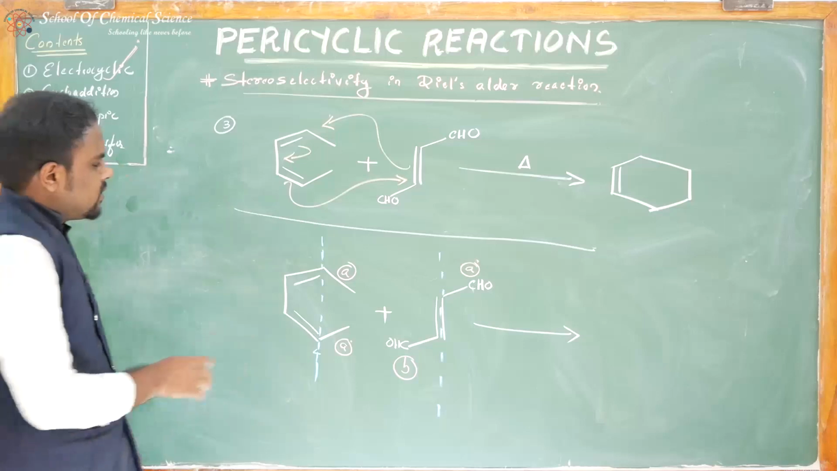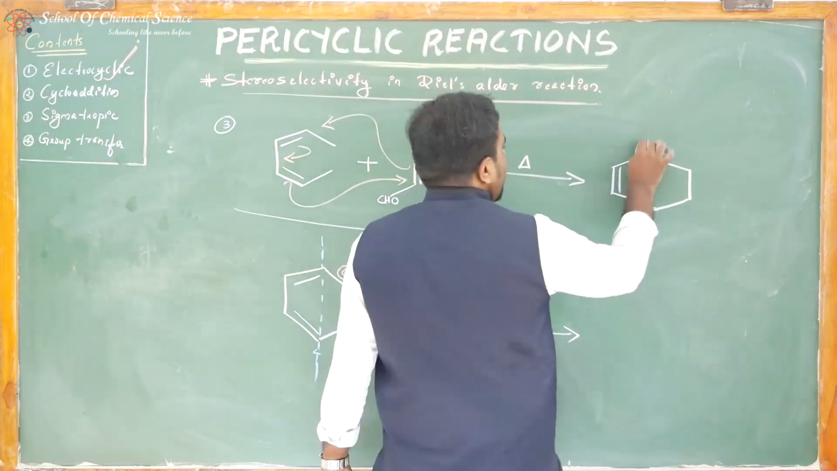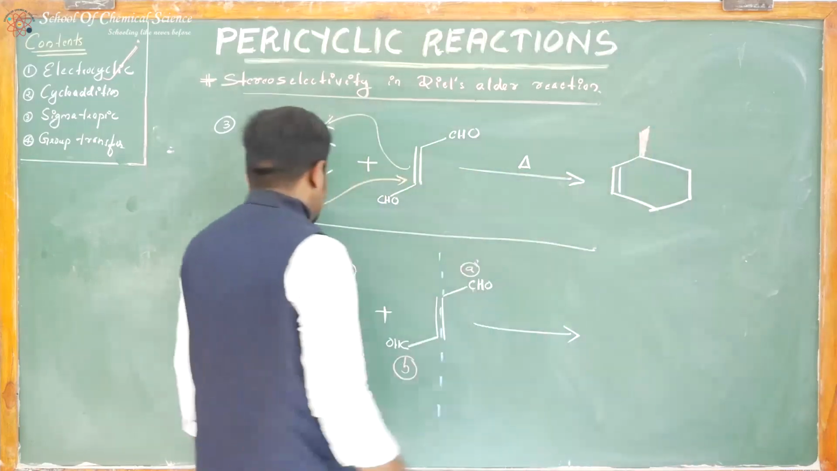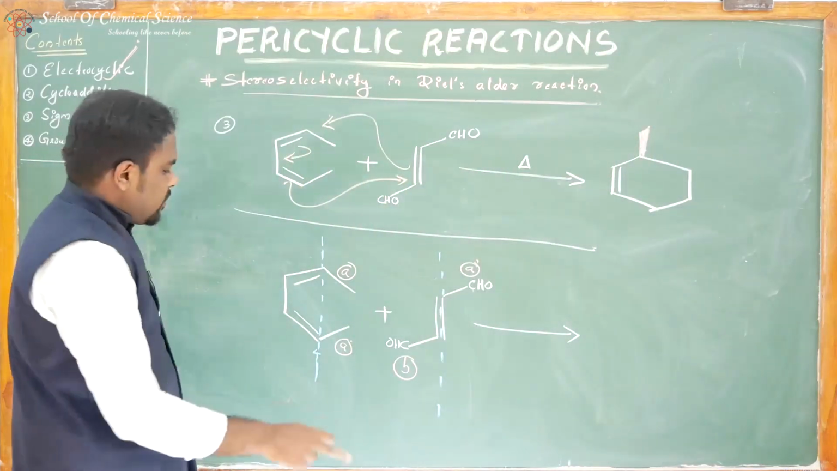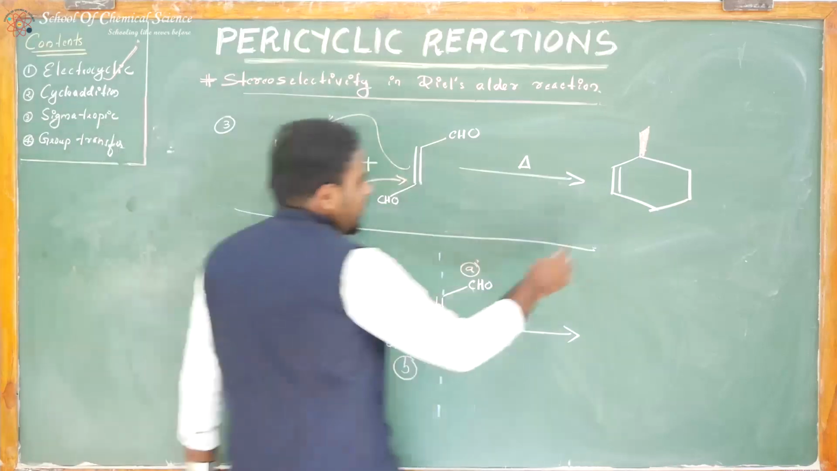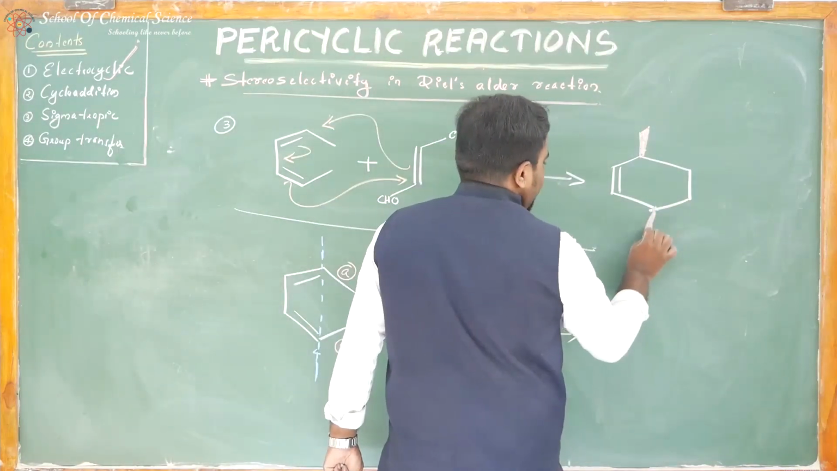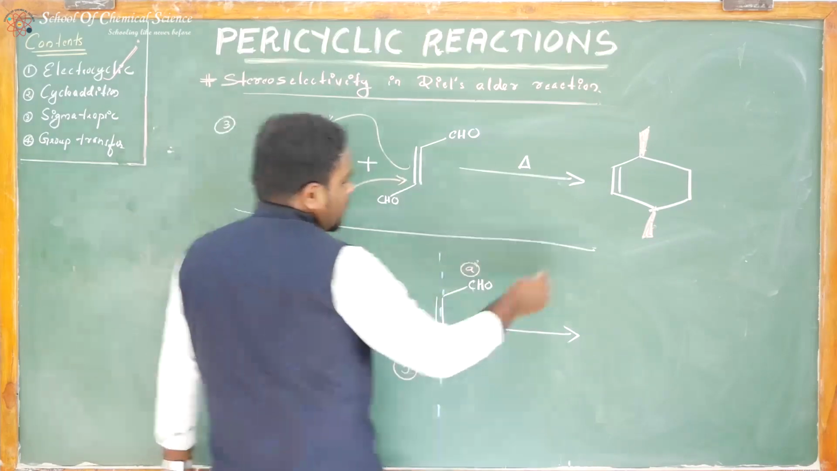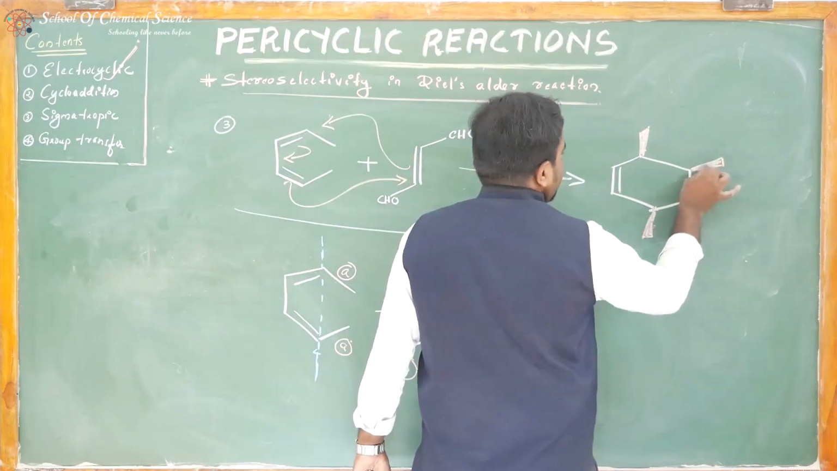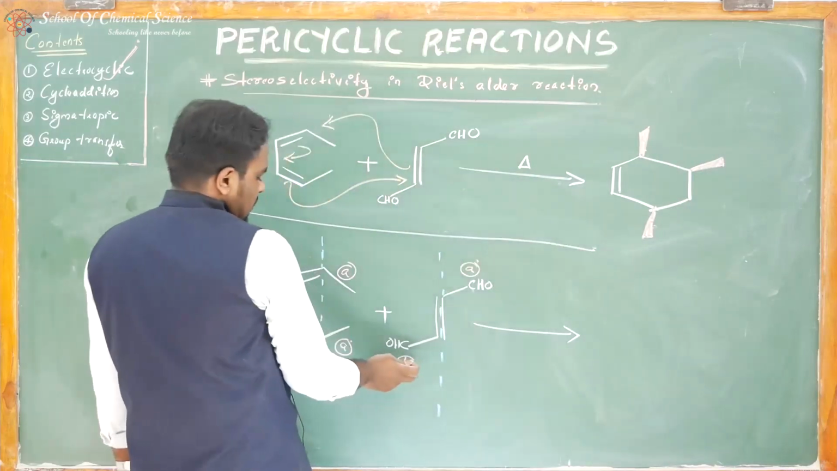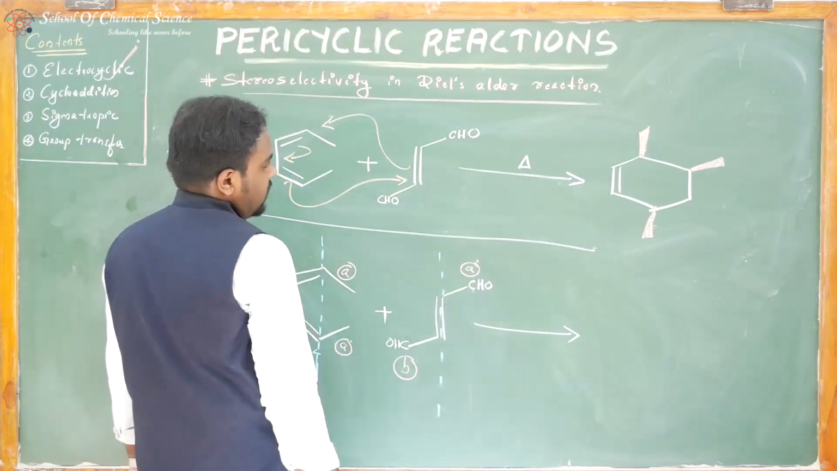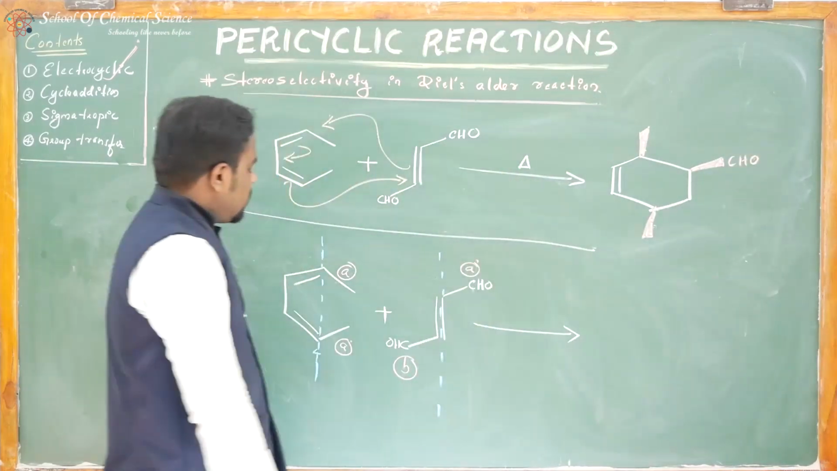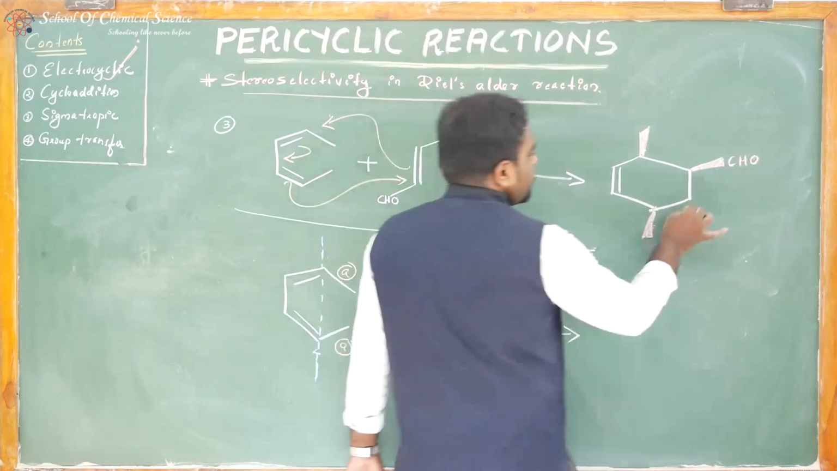Then sketch the stereochemistry. This first methyl group is above the plane. Above the plane can be represented by solid wedge or dash wedge. That depends on the option in your question paper. This is also above the plane. This is also above the plane. Then this CHO is also above the plane. This is below the plane. This is CHO. Then this CHO is below the plane.